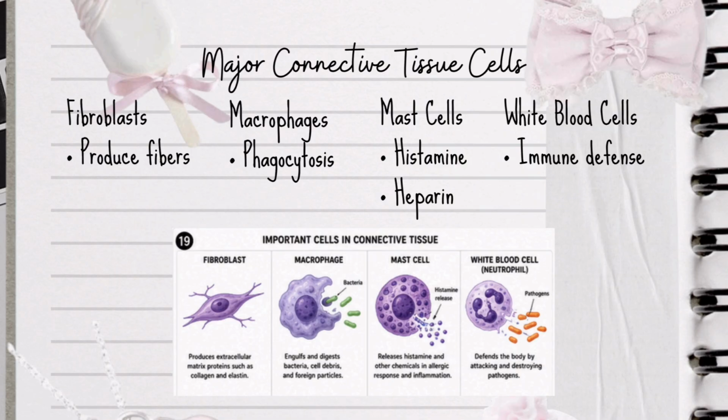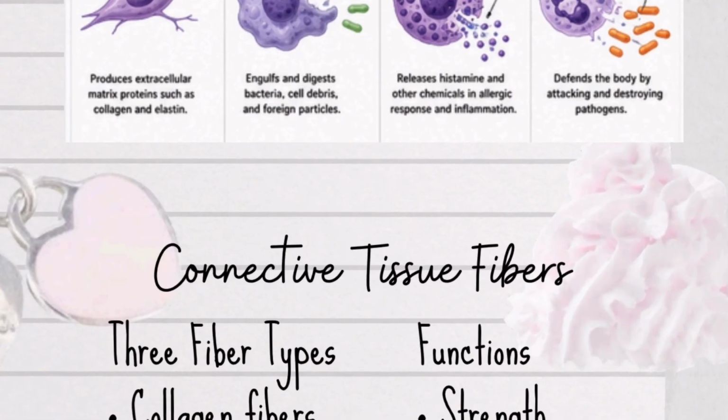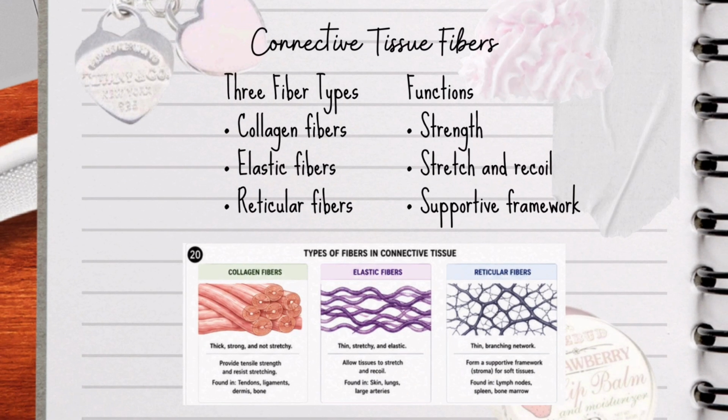Finally, white blood cells move from the bloodstream into connective tissues whenever the body needs additional immune protection. Together, these specialized cells maintain, protect, and repair connective tissues throughout the body. These cells don't work alone. They're supported by protein fibers within the extracellular matrix, and those fibers give connective tissue its unique properties. The extracellular matrix isn't just empty space. It also contains protein fibers that determine how strong, flexible, or supportive a connective tissue will be.